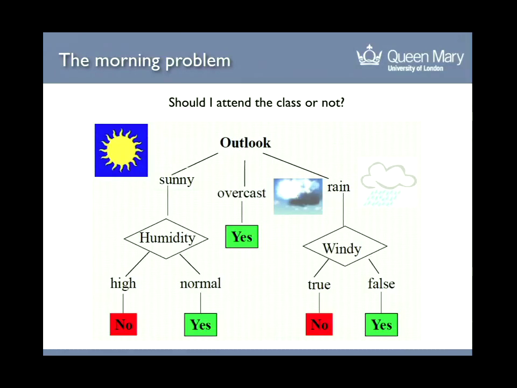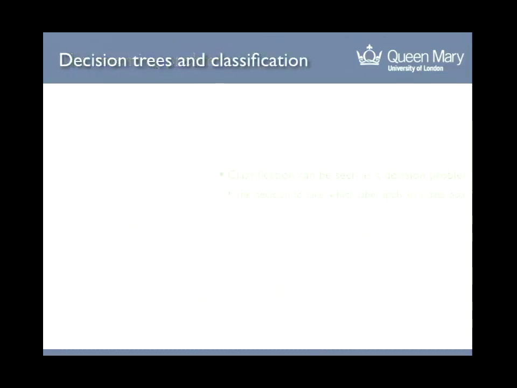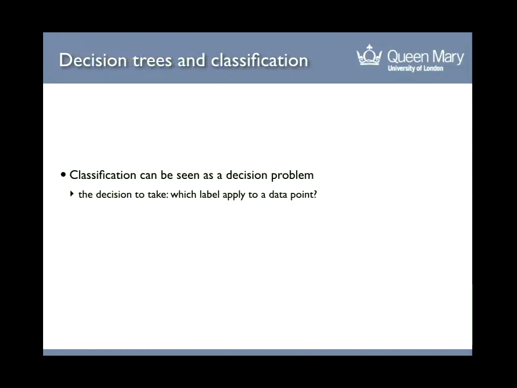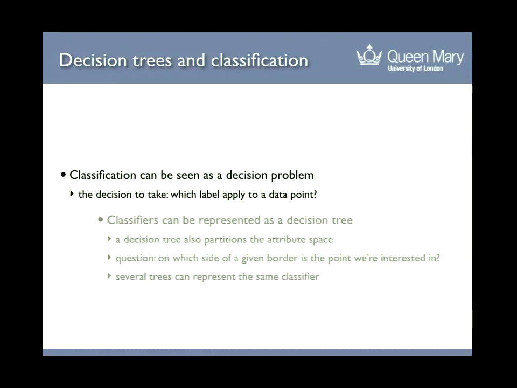That's a leaf, right? There are no more questions. You only ask one question in that case. If the outlook is rain, and it's also windy, then you do not attend lectures, but if it's not windy, then you do. According to this tree, that is the algorithm which people use to decide whether or not to come. And then the classification task is very simple, because given information about the outlook, whether it's humid or not, and so on, it's very easy to follow the questions and come up with a result.